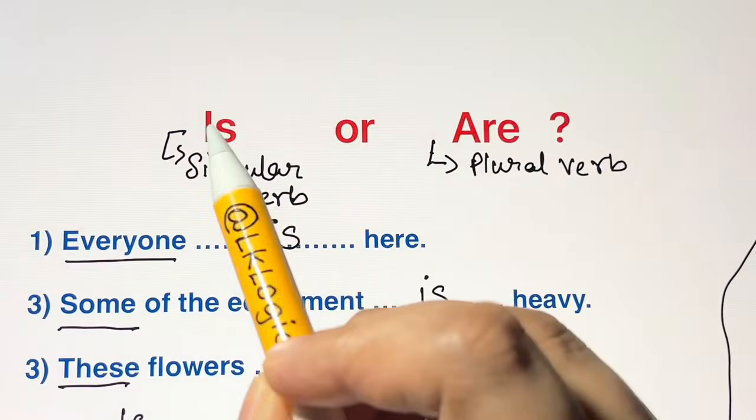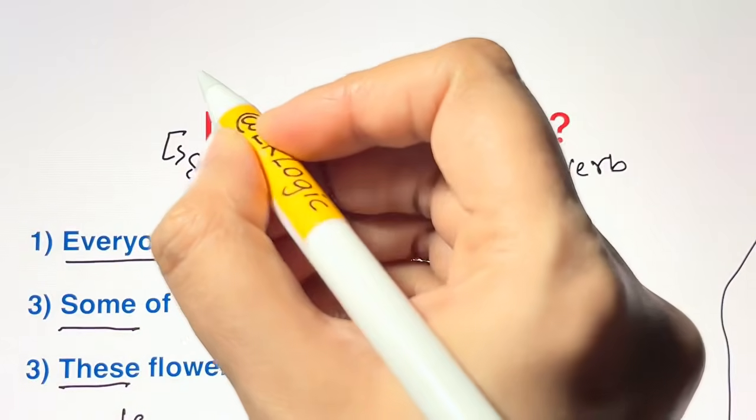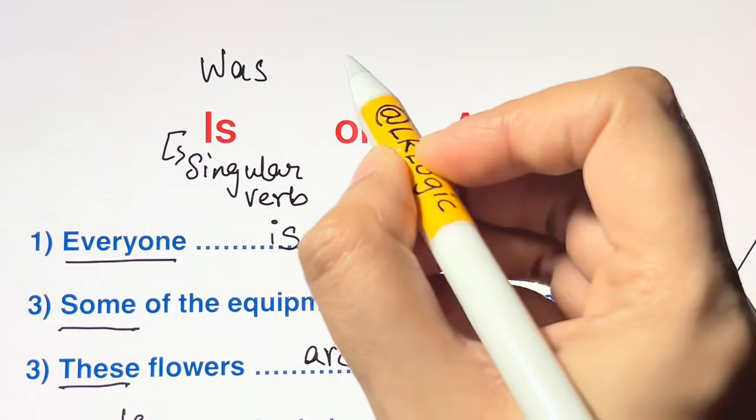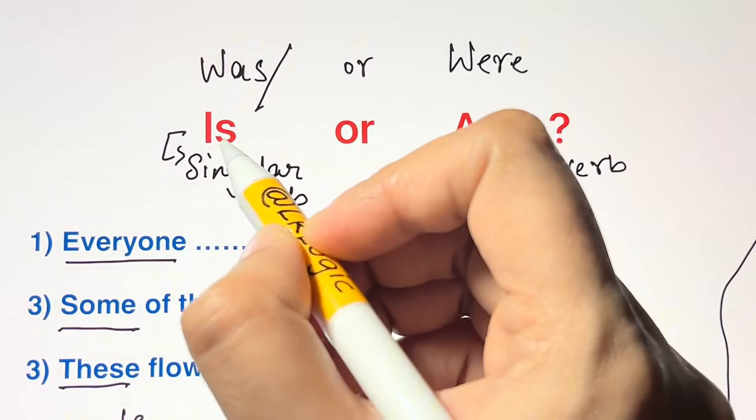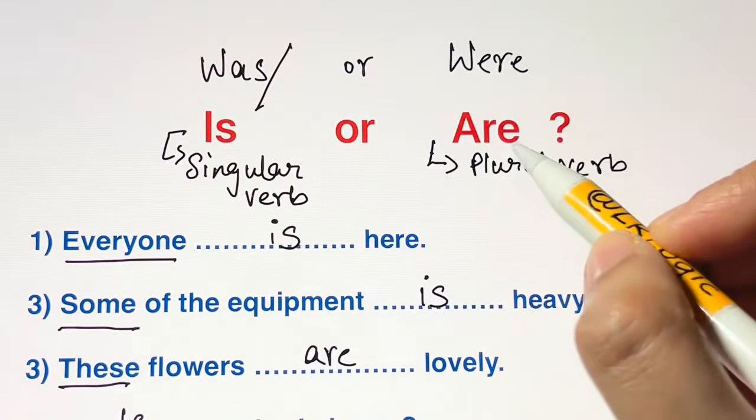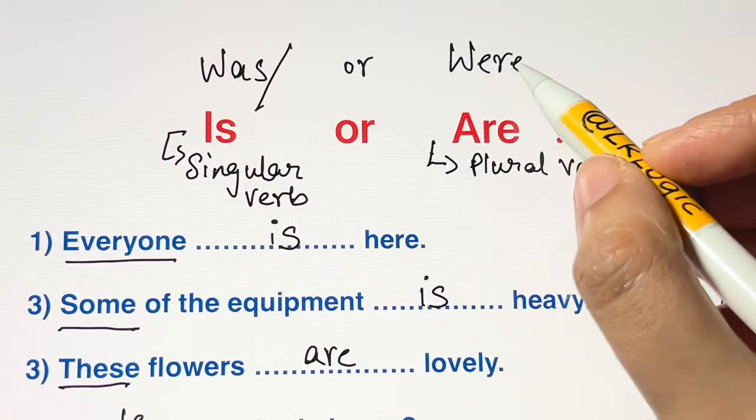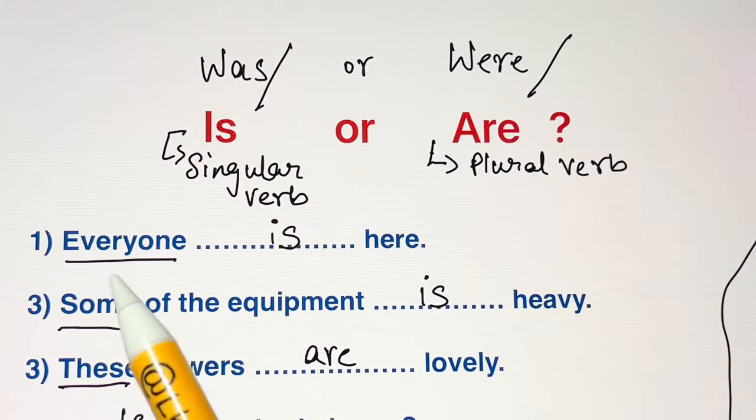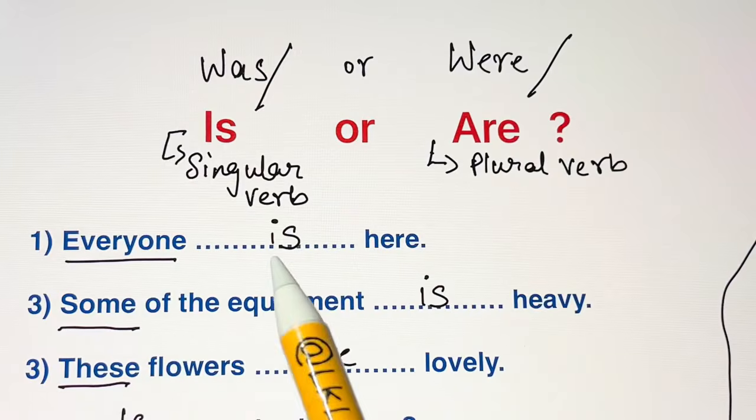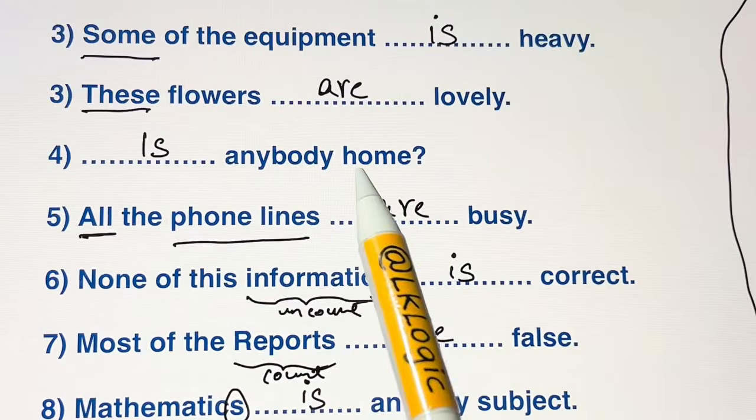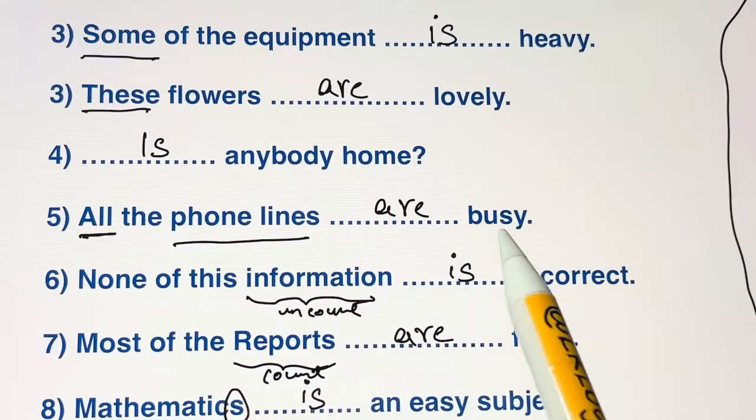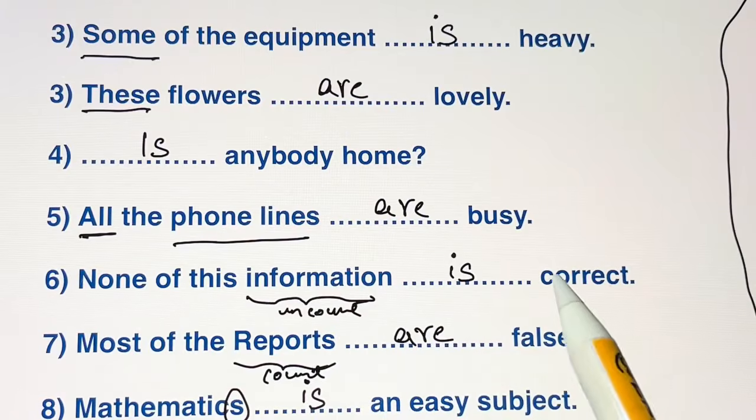Also you can remember is or are in past tenses: was or were. So you can say is in present tense, was in past tense, are in present tense, were in past tense. So you can fill up with was or were. Everyone was here. Some of the equipment was heavy. These flowers were lovely. Was anybody home? All the phone lines were busy. None of this information was correct. Most of the reports were false.